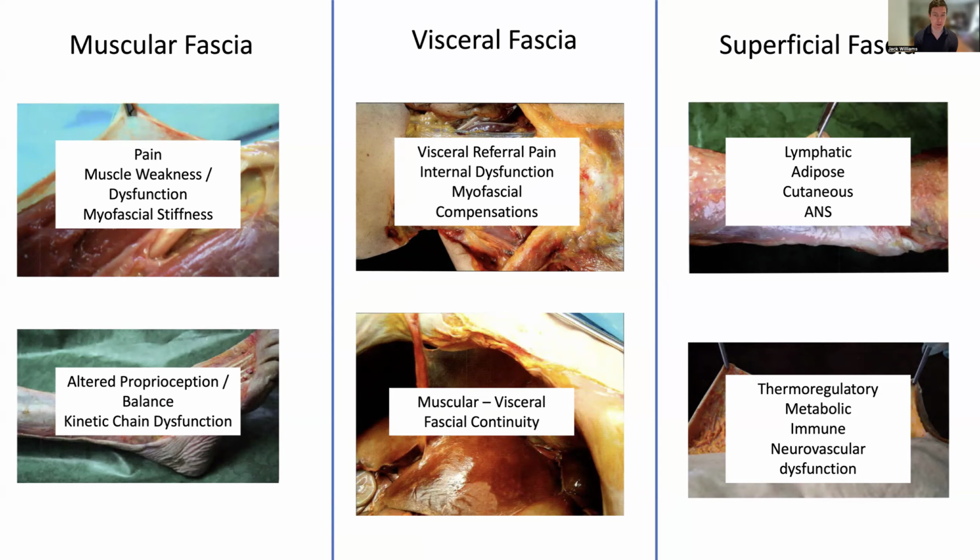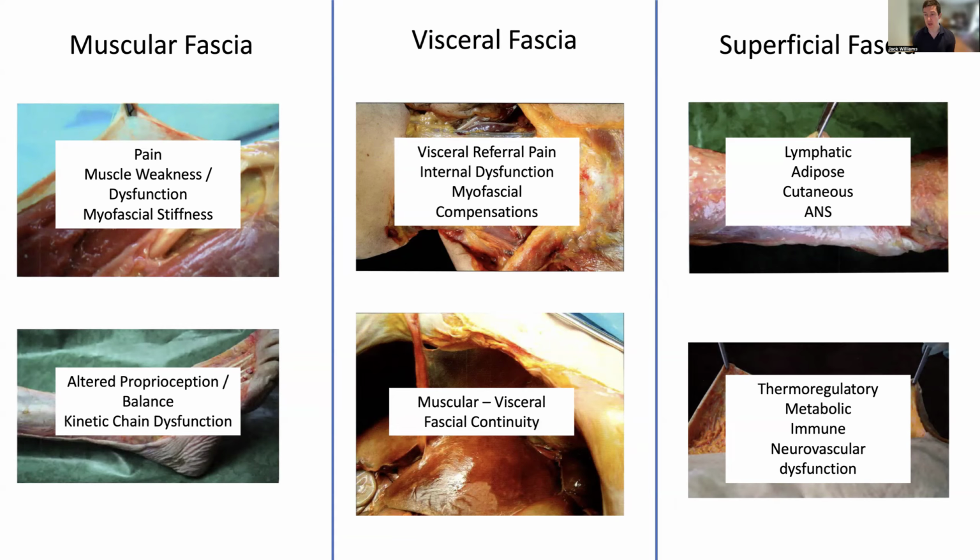When we think about the muscular fascia, we can think about pain, weakness, or stiffness. And when you think about things like the retinaculum, which are thickenings of the aponeurotic fascia that surround our muscles, that can lead to disruptions in balance or altered proprioception. When we think about the visceral fascia and its relationship to the muscular fascia, we can better appreciate visceral referral pain, but also understand fascia's role in contributing to internal dysfunction and compensations within the myofascial system.